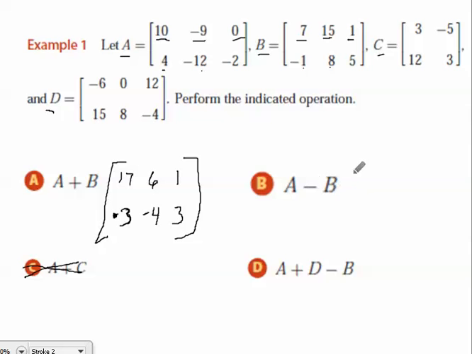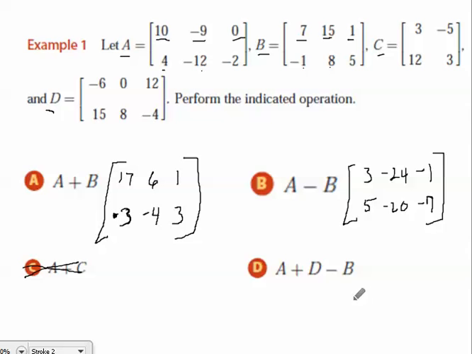A minus B. So if I said 10 minus 7, I would get a 3. If I said minus 9 minus 15, I'm going to get a minus 24. If I say 0 minus 1, I get a negative 1. If I say 4 minus a negative 1, I get a 5. If I say negative 12 minus 8, I get a negative 20. And a negative 2 minus a 5 is a negative 7. That would be A minus B.